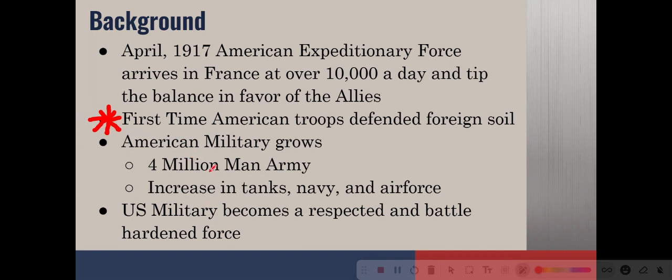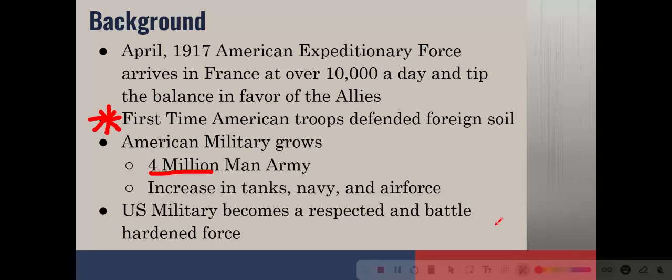The American military grows. We originally only had an army of about 50,000 soldiers. By the end of the war, we have 4 million. Now, that won't stay like that. We decrease our army after the war, but it does show that we are able to build a competent force. We get experience with tanks. We get experience with modern naval warfare. We get experience with our Air Force, and we begin to see that we need to upgrade our military.